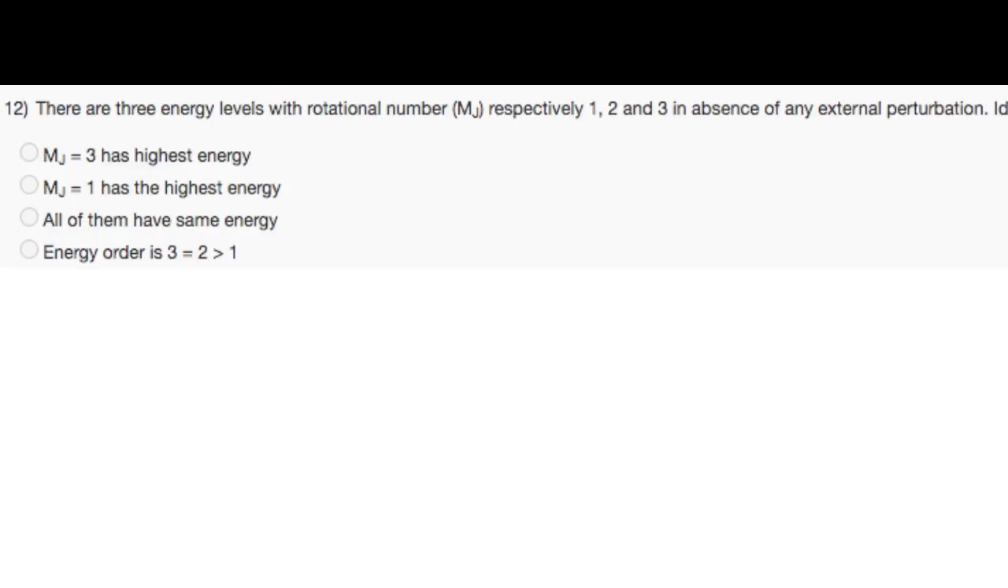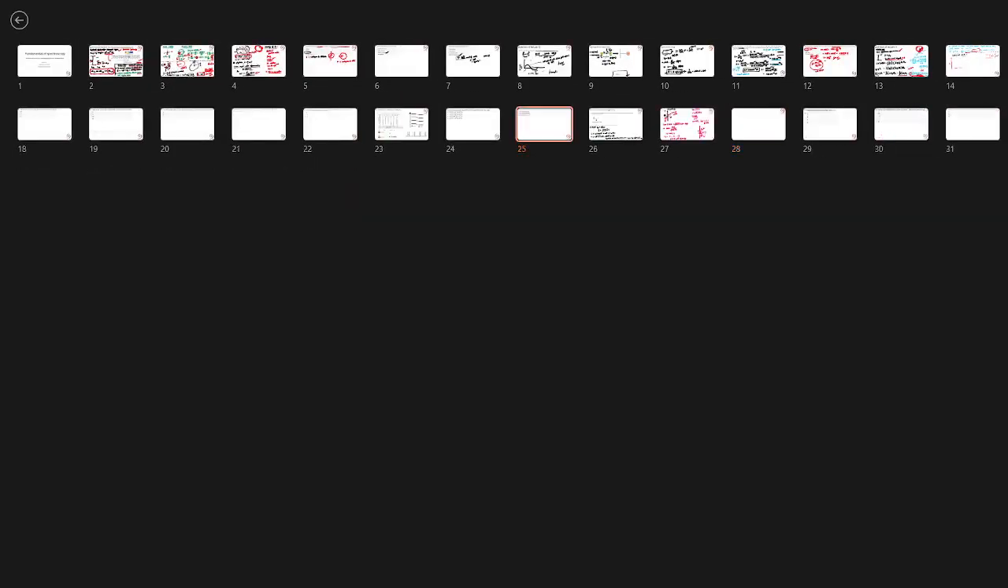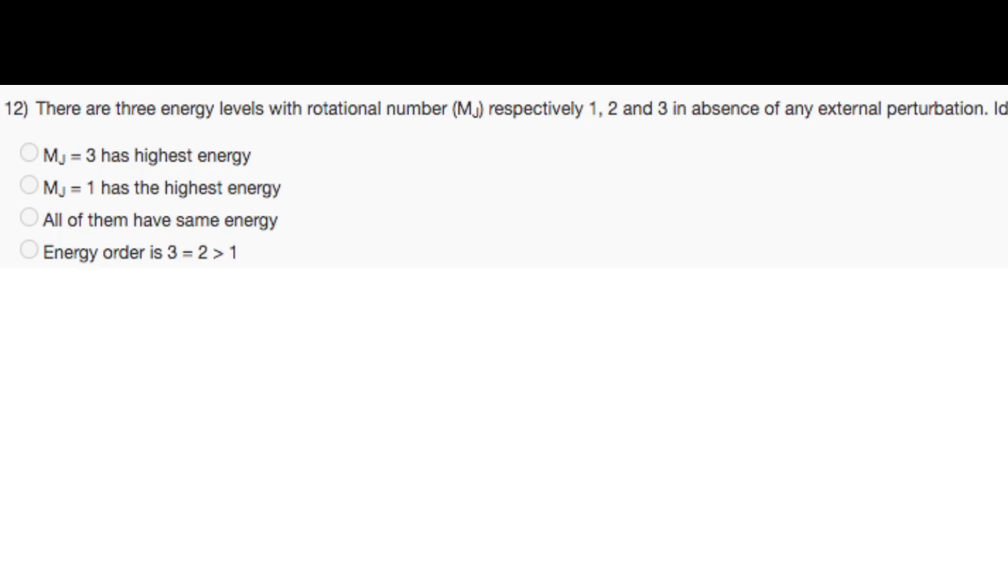So next question. There are three energy levels with rotational numbers 1, 2, 3. In the absence of any external perturbation, identify the correct option. External perturbation means if you are not giving any light, all the energy levels will have the same mj value, because there won't be any rotation. What mj is, I will see in the incoming lecture, in the next slide.